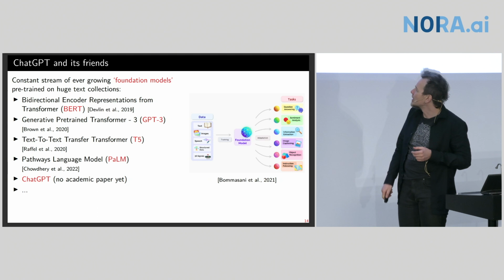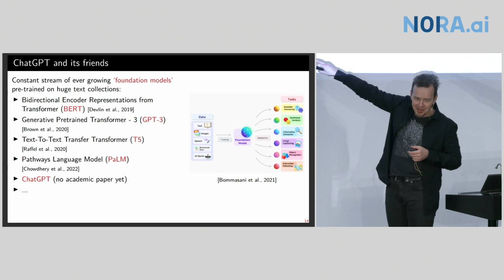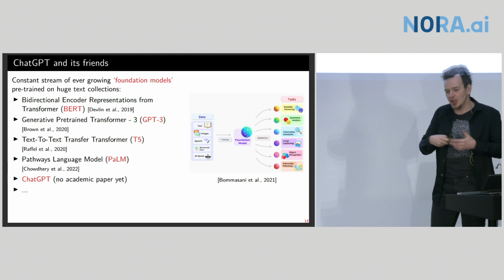Last year, Google published its Pathways language model, and now we have ChatGPT. And as you can see, all the prior models have their citations, so they are described in research papers, properly published, peer-reviewed, etc. But ChatGPT doesn't have anything like that. We don't have a paper about ChatGPT.